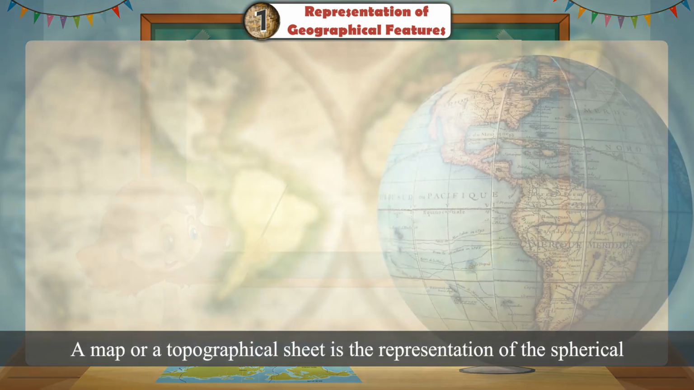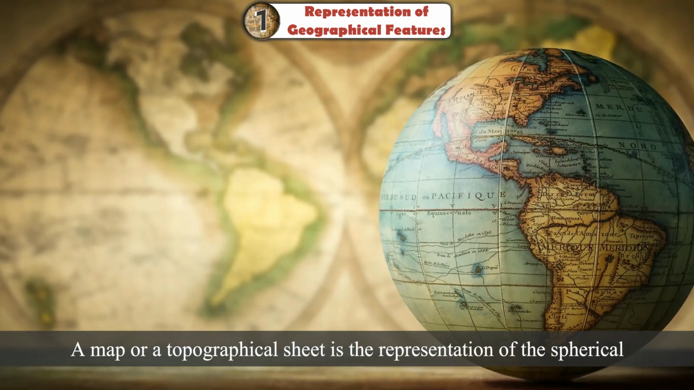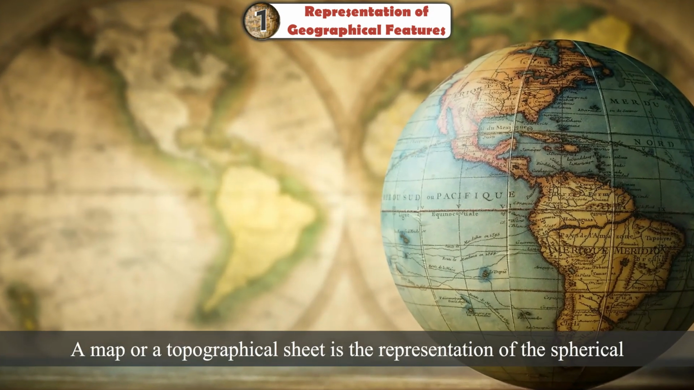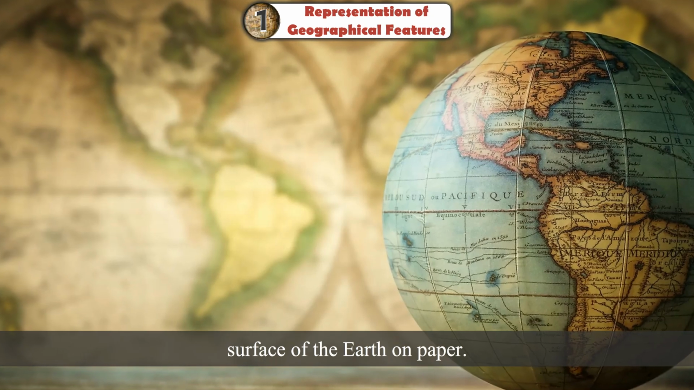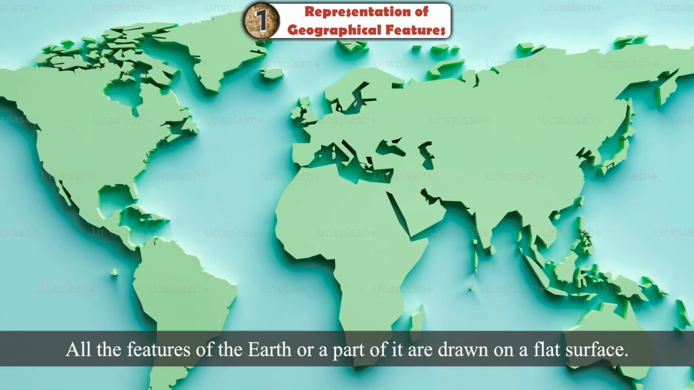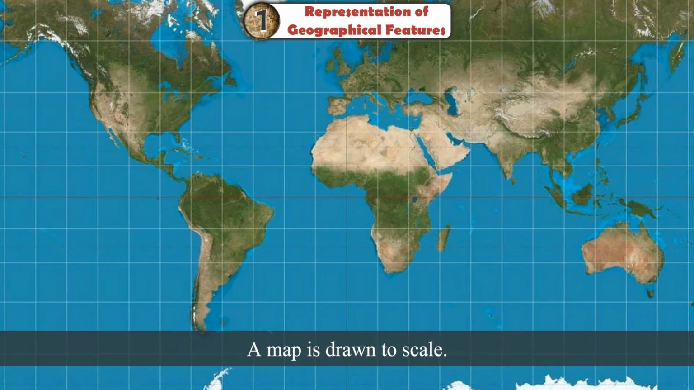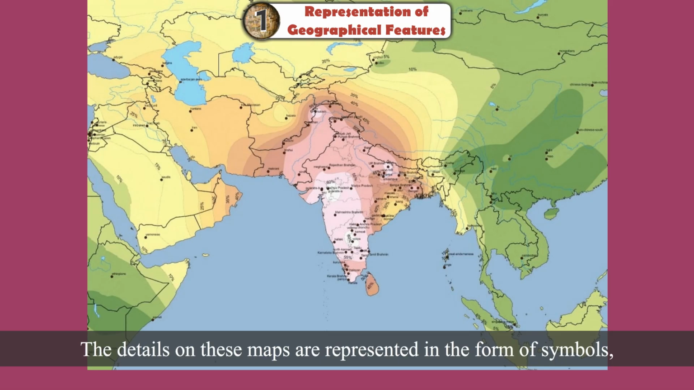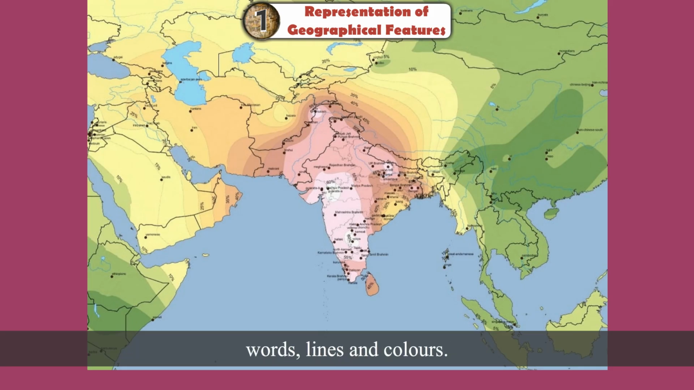Grid. A map or a topographical sheet is the representation of the spherical surface of the earth on paper. All the features of the earth or a part of it are drawn on a flat surface. A map is drawn to scale. The details on these maps are represented in the form of symbols, words, lines, and colors.